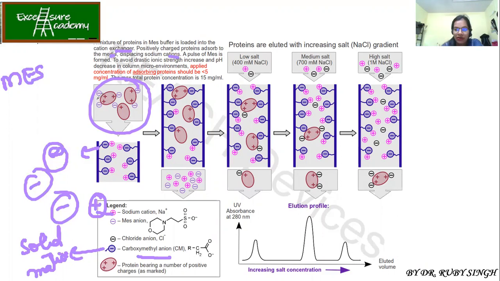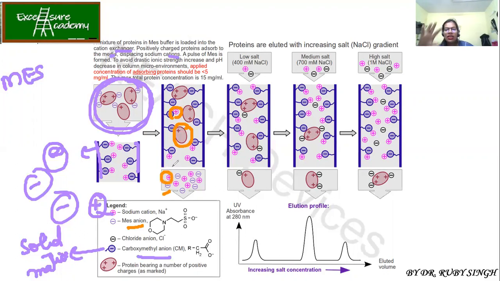So the MES buffer is used. You have got the proteins, and they have been dialyzed against the MES buffer, and MES has got the chloride anion. Now you have added this protein solution into the column. What will happen? The cations are getting exchanged. It means instead of Na plus, now your positive charge proteins are getting bound to the matrix. So what will be eluted out? In the buffer, you have only your MES anion and the sodium ions.